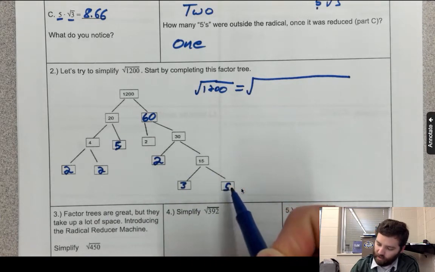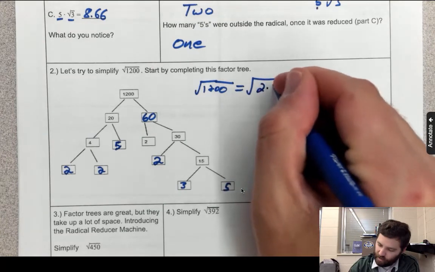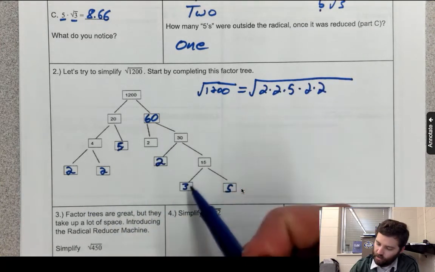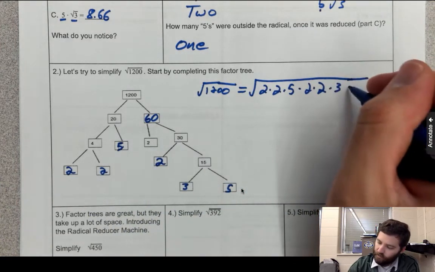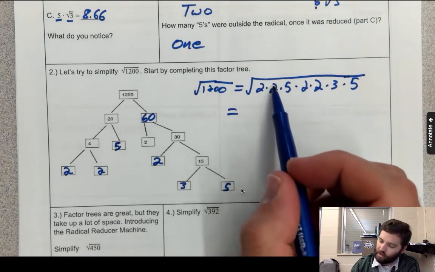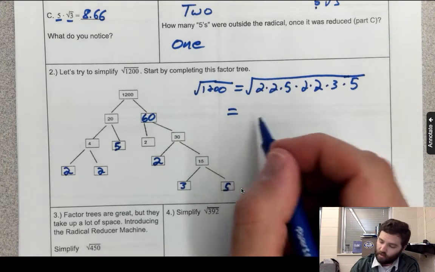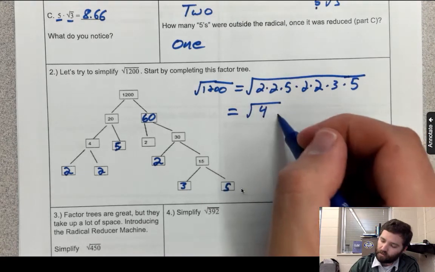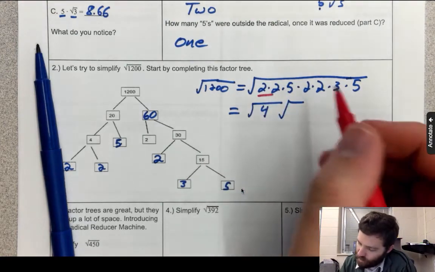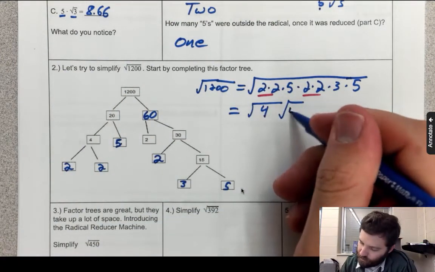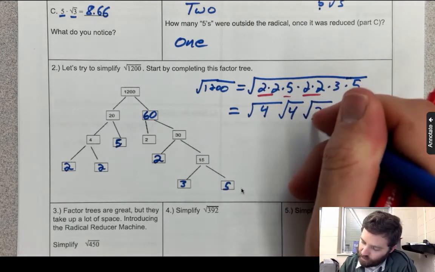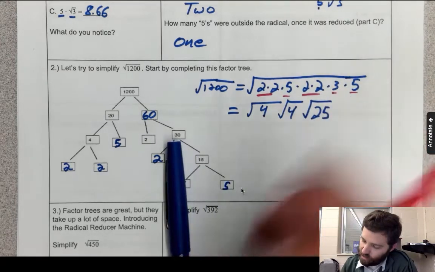I'm going to group these in a particular order. Well, I guess I don't need to. 2 times 2 times 5 times 2 times 2, so 2, 2, 3, and 5. Now what I'm going to look for is pairs of numbers. Here I have the square root of 2 times 2, so that's the square root of 4. So 2 times 2 gives me the 4 here, 2 times 2 gives me another 4. 5 and 5, that gives me 5 times 5 is 25, so the square root of 25. And then the number that's left over here is the 3.